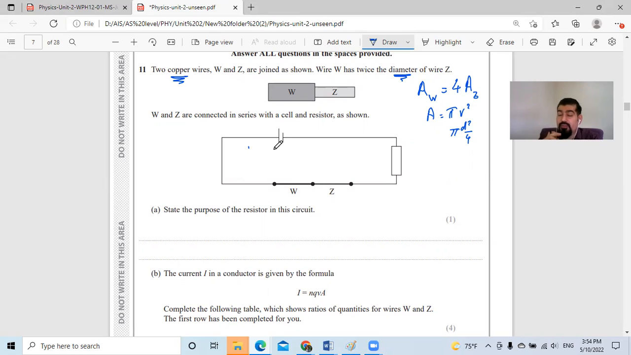Now, actually, if we connect it to a variable resistor, we can vary the potential difference. But here we connect it to a fixed resistor. So we can't vary the current, but we can minimize the current to reduce what? The heating effect. So the idea is to reduce the current and avoid the heating effect.